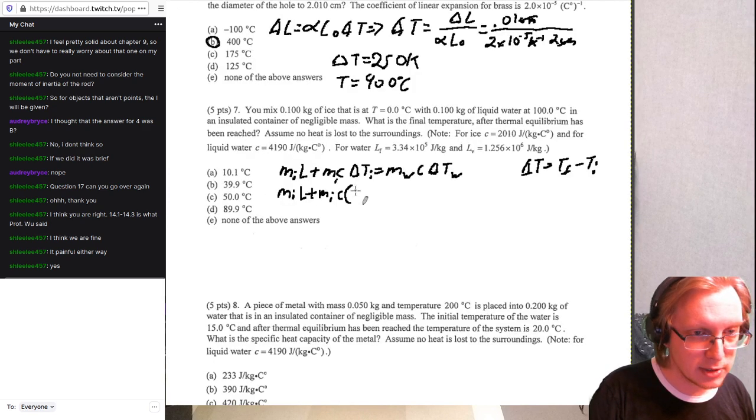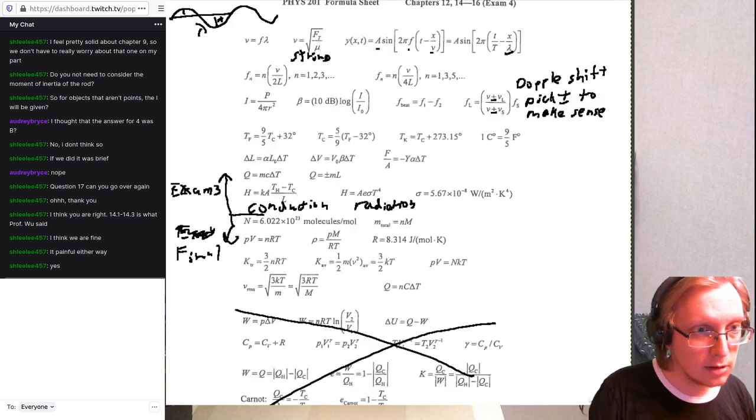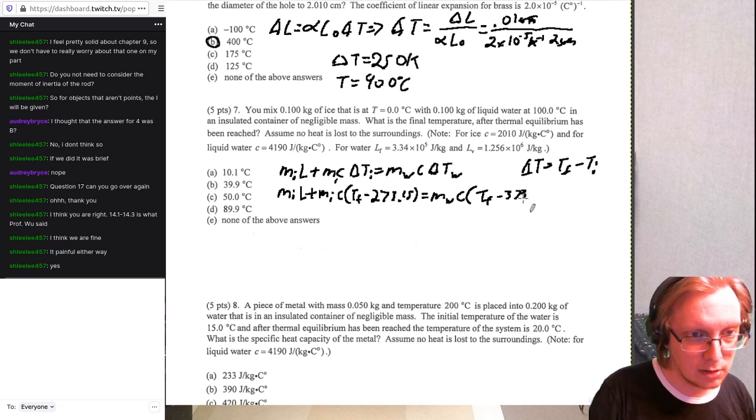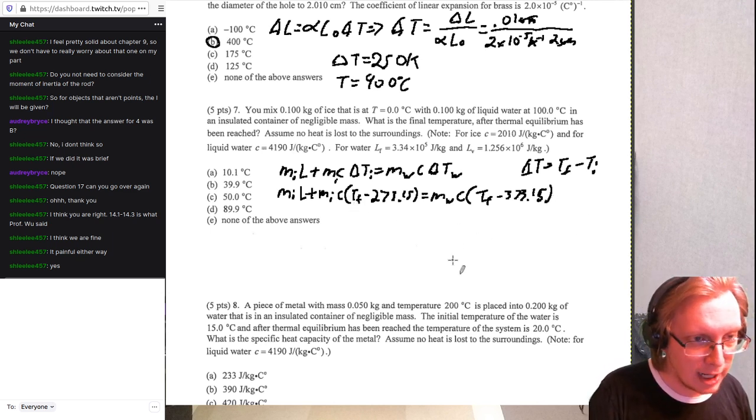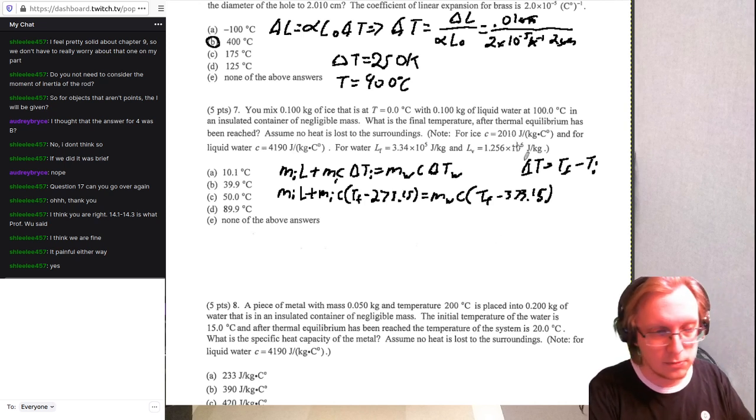So we end up with TF minus 273.15 is equal to the mass of the water, C, and then it's TF minus its T initial, which is 373.15. There we go. Alrighty. Now we get everything where it's supposed to be.